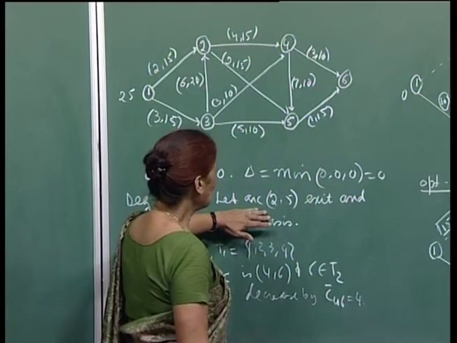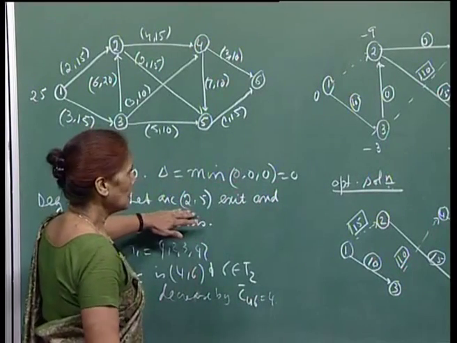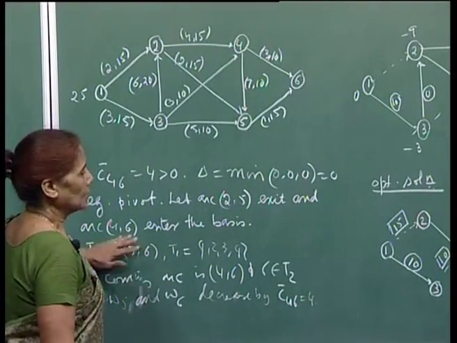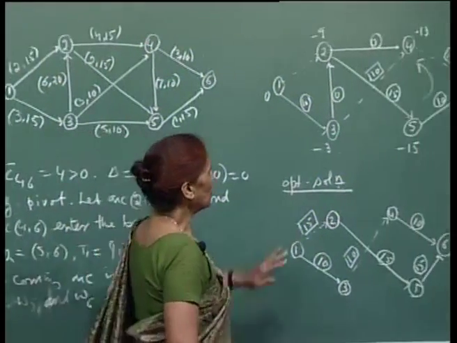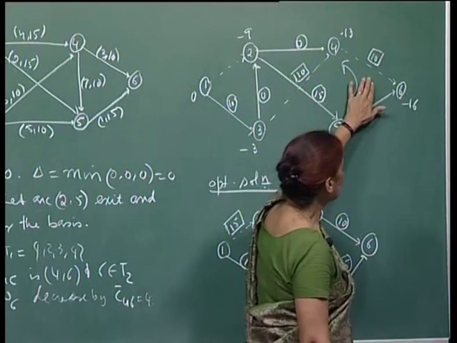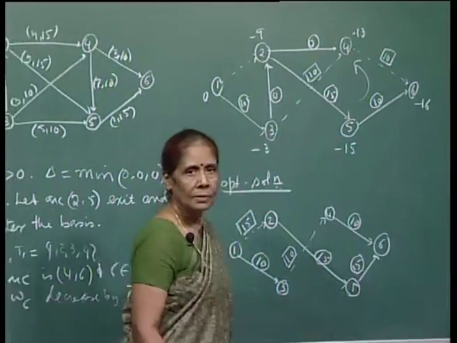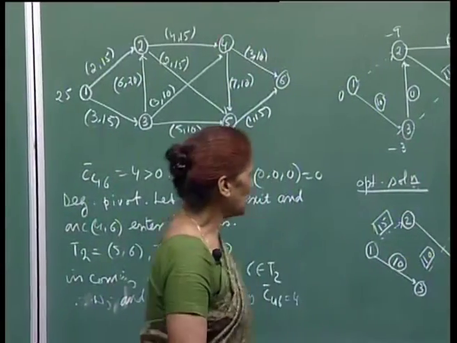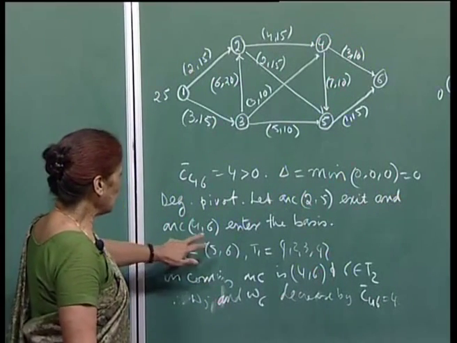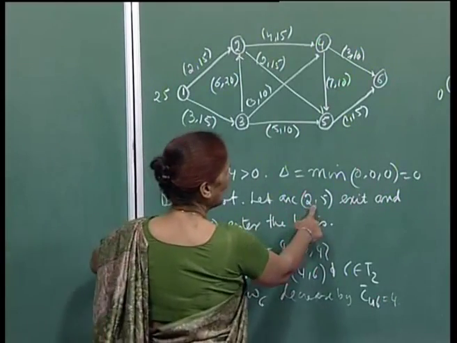So, let arc 2 5 exit, we are saying that because it is at its upper bound. So, I can make it non-basic, and arc 4 6 enter the basis. So, we are not changing the flow at all, it is just that now I am calling this arc basic and this arc non-basic, and this arc 4 6 as basic, because we are trying out a new basis. And so, I wanted to show you this step also. So, now here when arc 4 6 enters and you are dropping arc 2 5.